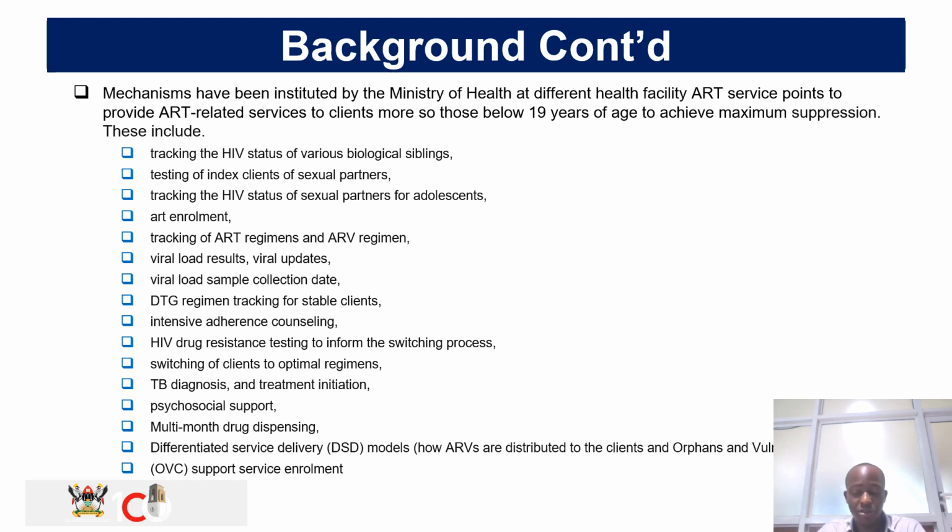We know that the children could not get support from the parents, so therefore the OVC service programs are put in place so that the young 0 to 9 can really access those services.